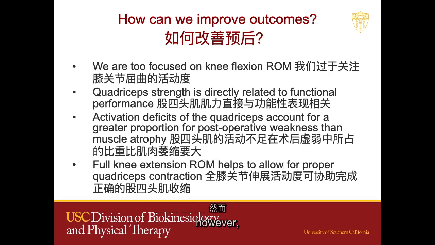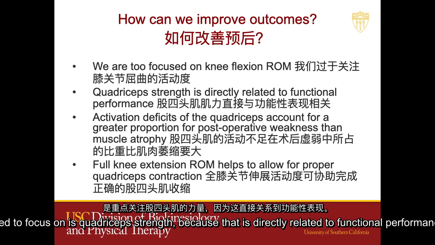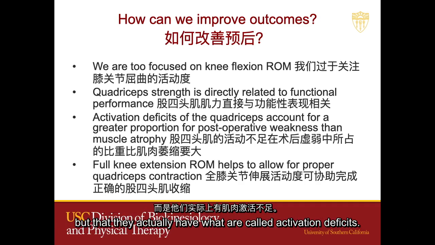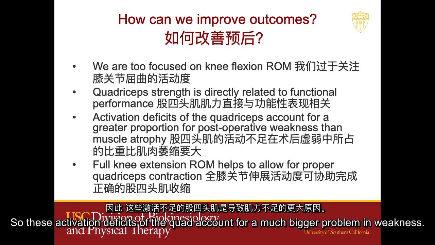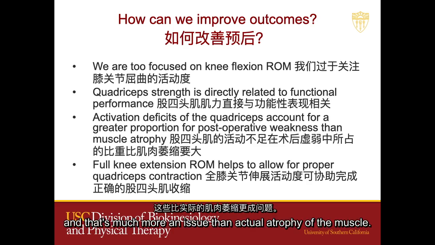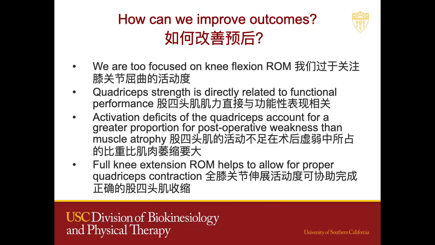What we do, however, need to focus on is quadriceps strength, because that is directly related to functional performance. And it's not so much that these patients have muscle loss, but that they actually have what are called activation deficits. So these activation deficits of the quad account for a much bigger problem in weakness, and as we said, ability to perform stairs, ability to walk more quickly. And that's much more an issue than actual atrophy of the muscle.